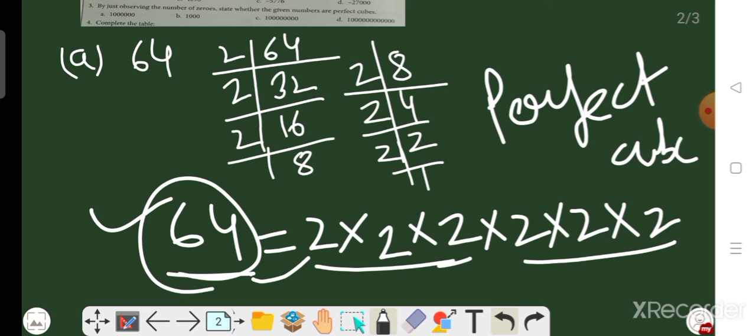Okay. So this is the solution of the A part of question number 2 beta. The remaining parts of this question are the same as the A part. Try to do them by yourself. Okay. Now we will move on to question number 3.